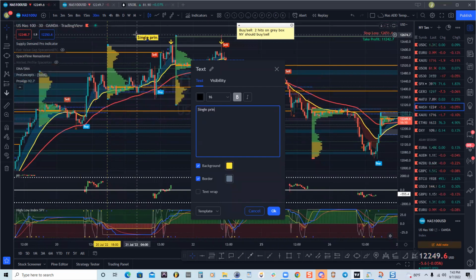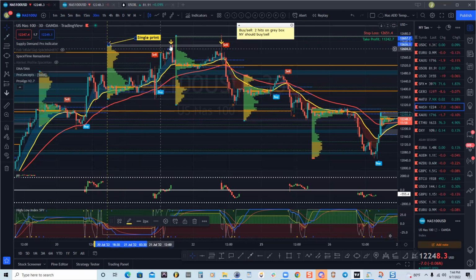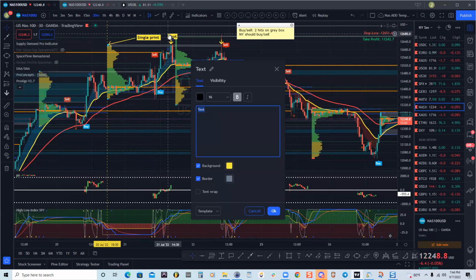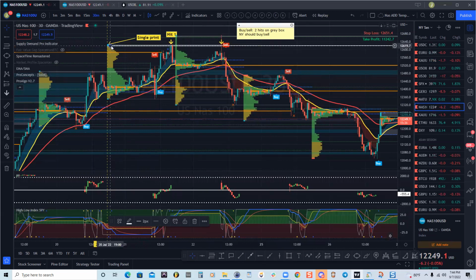Single print forms. The single print's here, right? So the single print's here. Create the box. Hit 1, right? Then all you gotta do is wait for the second hit. All you gotta do is draw a line. You just put a line right here, and put an alert on it.